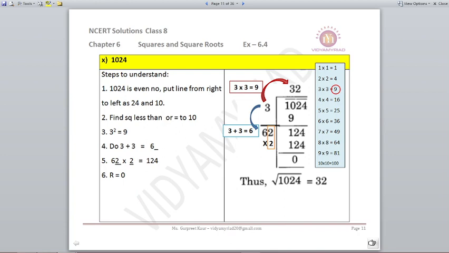Next, 1024. So 2 pairs, 10 and 24. So 10 nearby is 3 into 3, 9. 3 plus 3 is 6. So that gives me 124 I want now. Now 62 into 2 is 124. So square root of 1024 is 32.